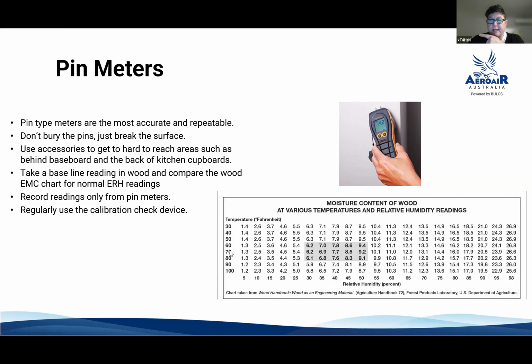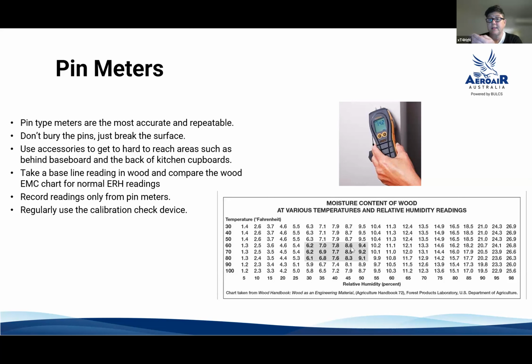Let's say that it is 60 Fahrenheit, which is about 18 or 20 Celsius. And the relative humidity is 40%, right? The relative humidity is 40%, and the temperature on the surface is 60. It means that the wood moisture content would be 7.7%. Okay, so this is American Standard.